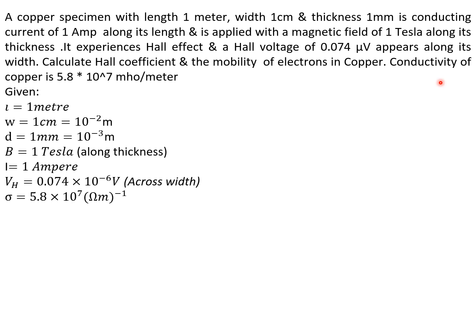Magnetic field of 1 Tesla is applied along the thickness. Current of 1 ampere is flowing along the length. So the Hall voltage appears across the width. It is 0.074 into 10 raised to minus 6 volts. Conductivity is given. We need to calculate Hall coefficient and mobility of electrons in copper. Let us solve the numerical.